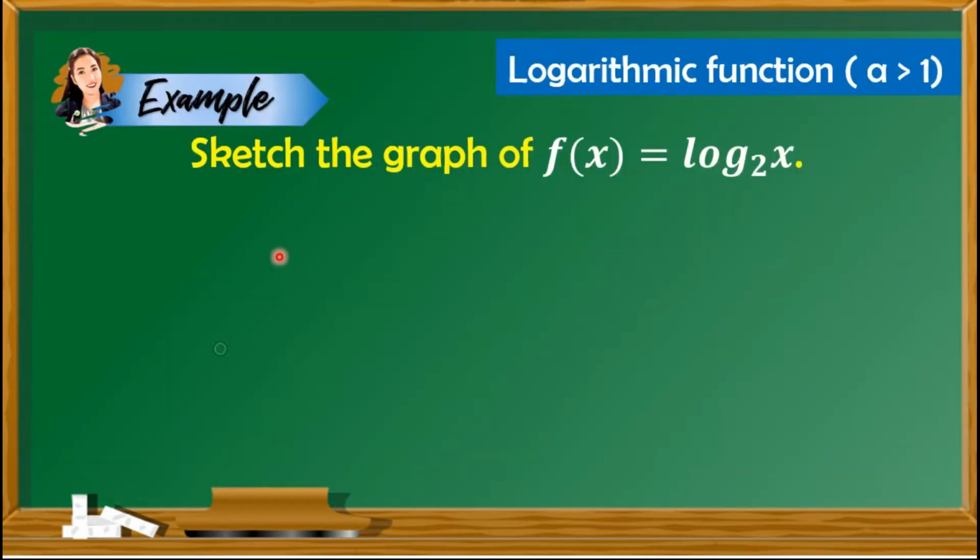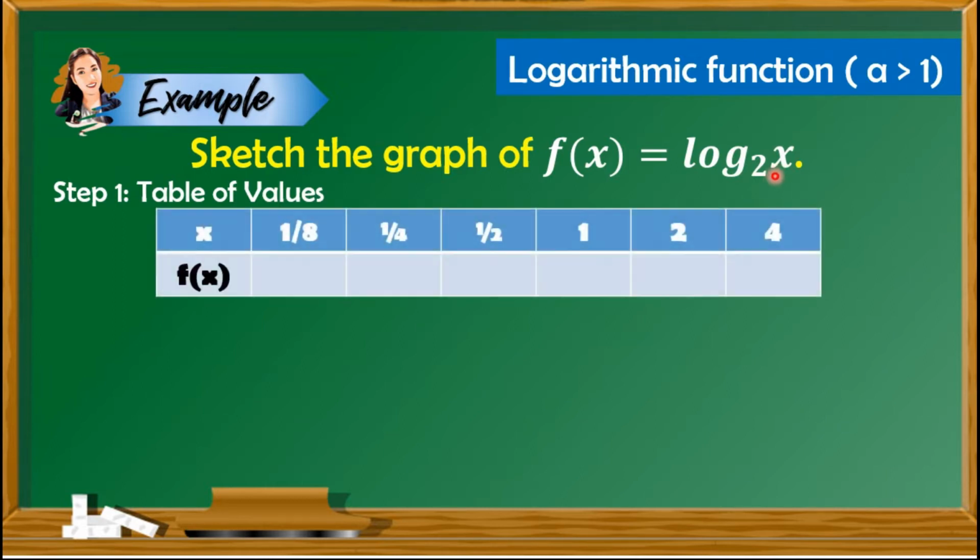Let us first sketch the graph of the function f(x) = log base 2 of x. This is an example of a logarithmic function having a base that is greater than 1. So the first step is to have the table of values. Here in the table of values, we should have values of x that are greater than 0. Why? Because when we use 0 or negative, the answer is undefined.